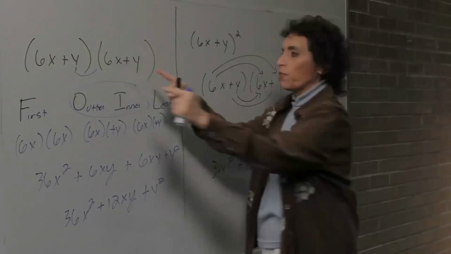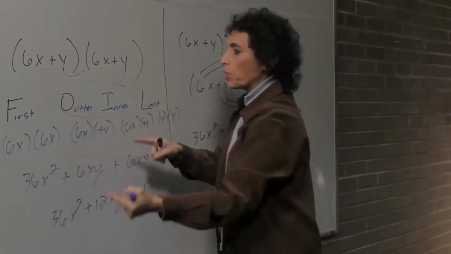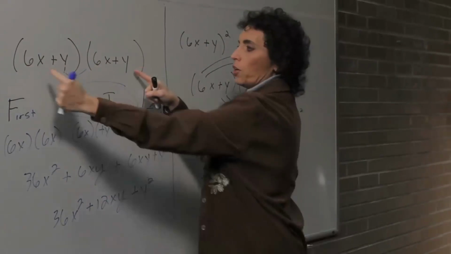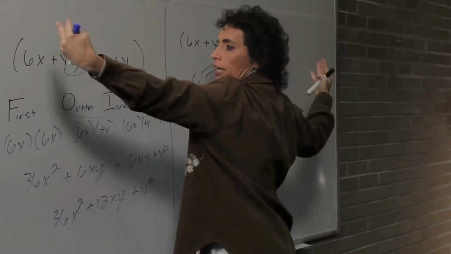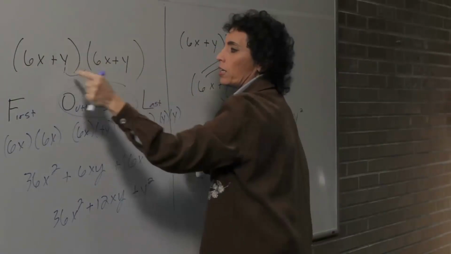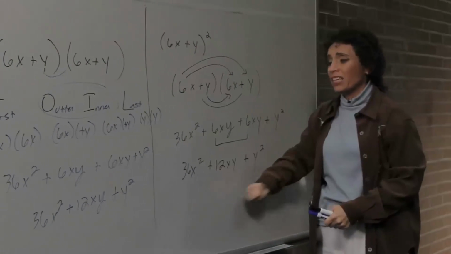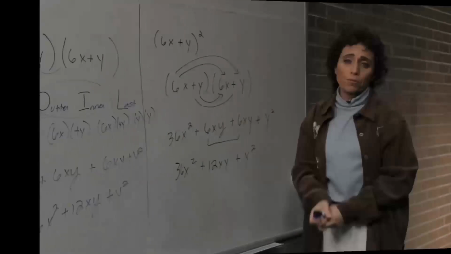So the first terms are the first one in each box. The outer terms are the, and I'm going to get this wrong again, the outer terms are these two, outside. I have to think about it. See, I hate when I have to think about it. The inner terms are these, and the last term is the last one in each box. First, outer, inner, last. But personally, I like to distribute. Pick your own poison. All right?